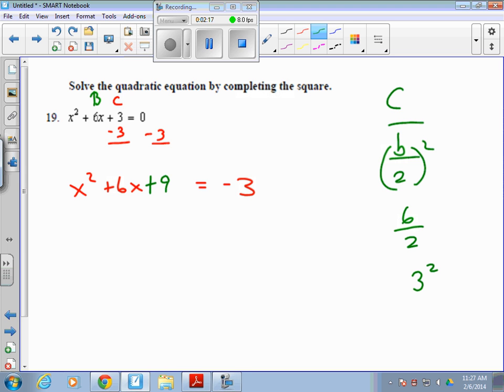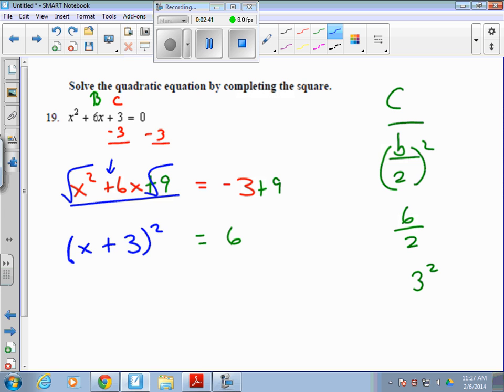If you add 9 to that side, though, you have to make sure to add 9 to the other side, or you throw the equation off. So negative 3 plus 9 on the right is positive 6. We can factor the other side now that it's a perfect square trinomial. The square root of x squared is x. The square root of 9 is 3. The sign in front of b tells you that it's going to be plus. So x plus 3 squared equals 6.